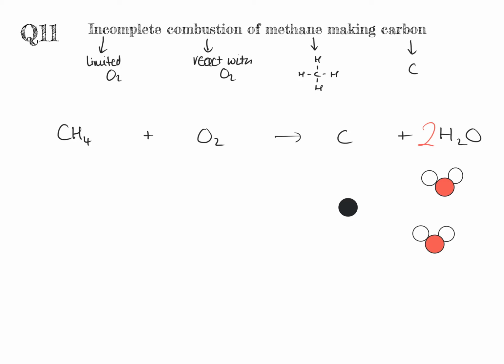If they don't balance, you cannot change what's inside a box. You can only add more boxes. And when you've got all of the boxes to balance, you then need to go through and add your big numbers to show how many of each you've got. And this is your final answer.